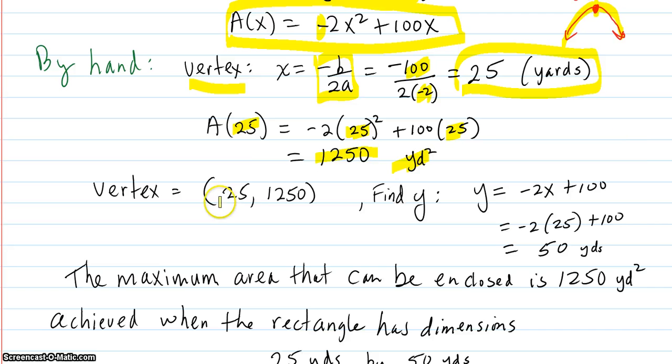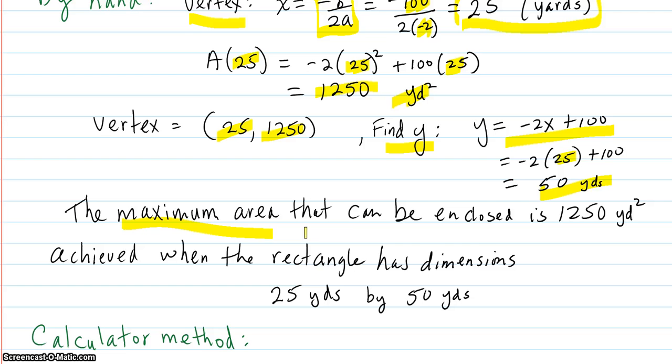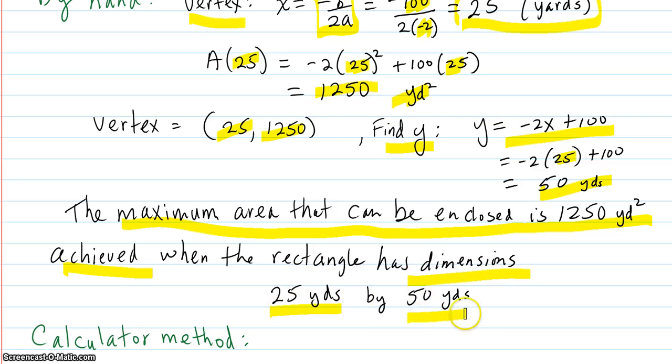So the vertex is 25, 1250. We're going to find the y. Y is negative 2x plus 100. So put in the x of 25. Work this out. 100 minus 50 is 50 yards. So the answer is the maximum area that can be enclosed is 1250 yards, achieved when the rectangle has dimensions 25 yards by 50 yards.